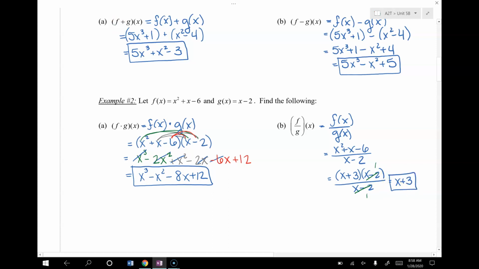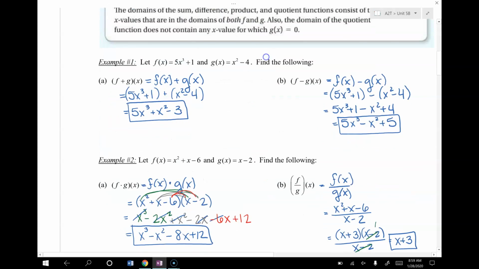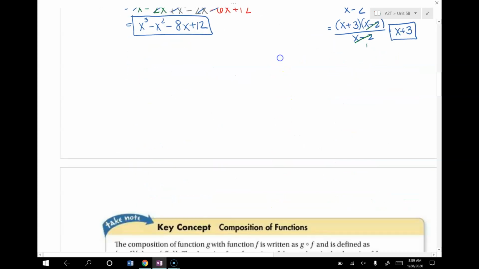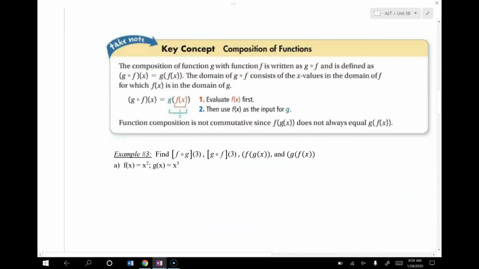Sweet. All right, ladies and gentlemen, function operations. The big things to remember are that parentheses are helpful, especially when you are subtracting, because you might need to distribute that negative. Simplify as far as you can, and always cancel if possible. Okay, function operations. Now, I mentioned composition of functions.